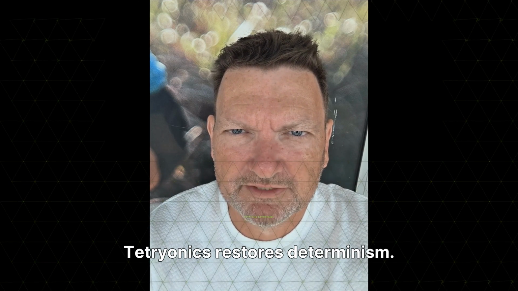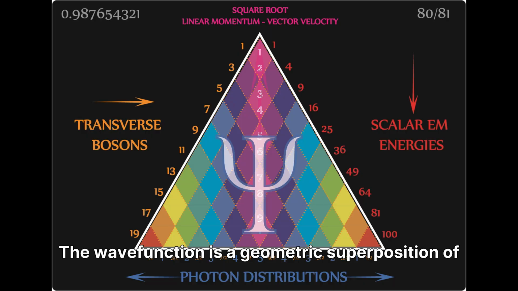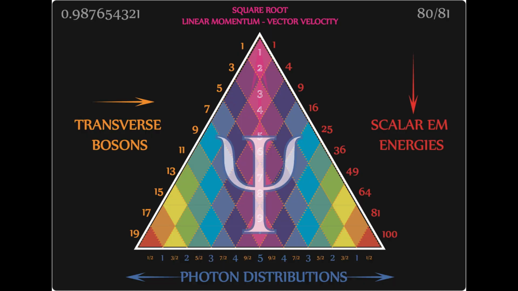Point 4. Modern science uses probability to hide ignorance. Tetryonics restores determinism. The wave function is a geometric superposition of equilateral tiles. The universe is not random, it is structured.